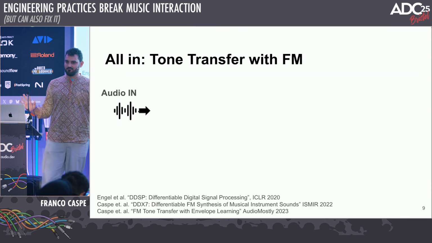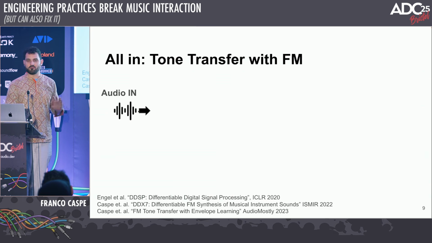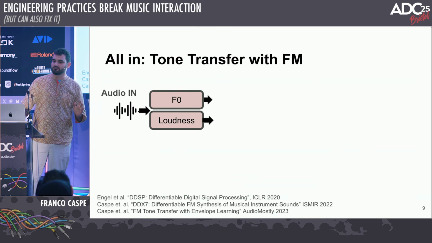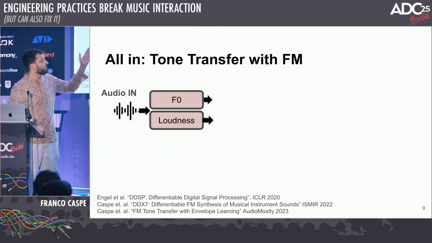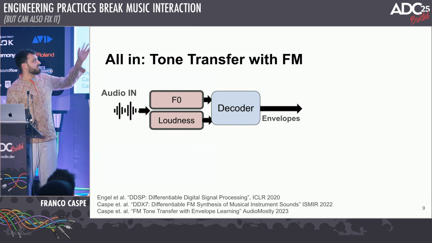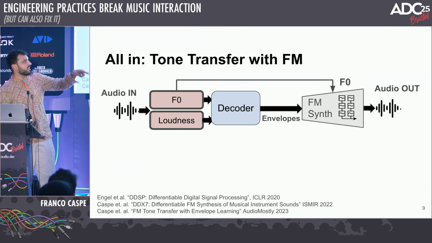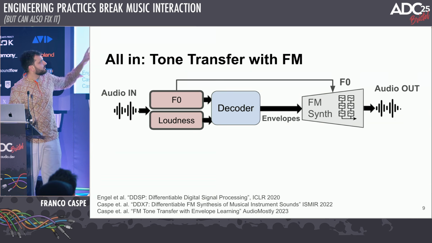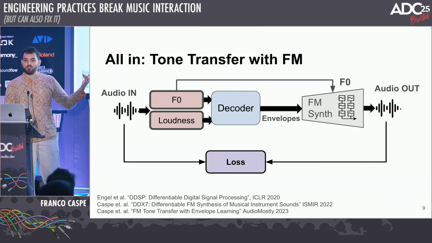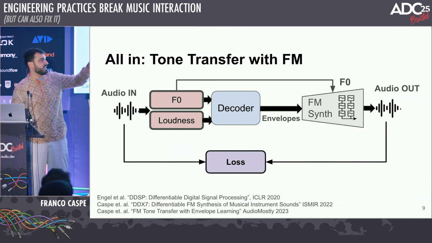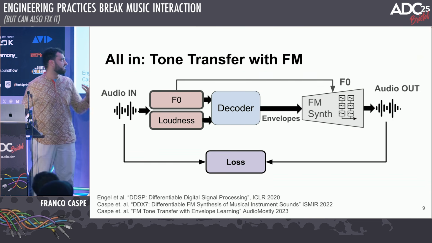So again, I went all in. I decided to do tone transfer with FM. We have an audio input. We have a set of measurement algorithms that extract fundamental frequency and loudness. We have a neural decoder that predicts some envelopes. And then we have the FM synthesizer that is driven by the fundamental frequency of the audio input and the envelopes of the neural net. And we have an audio output, right? And we have a loss function, that perhaps we can put there or in some other place, but that's pretty much the specification that I decided on.